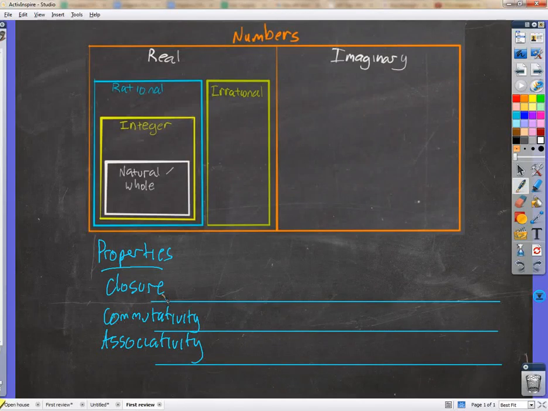So we need to work with numbers. That's what we're gonna do. We're gonna start in section 1.1.